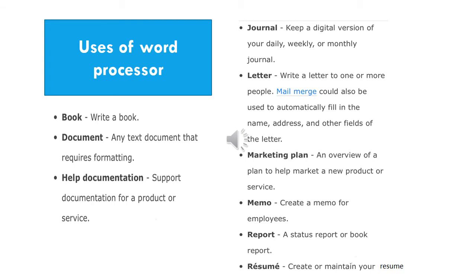Here is a list of the top examples of how you could use a word processor. You can use a word processor to write a book, to make a document, help documentation, journal, letter, marketing plan, memo, report, resume.